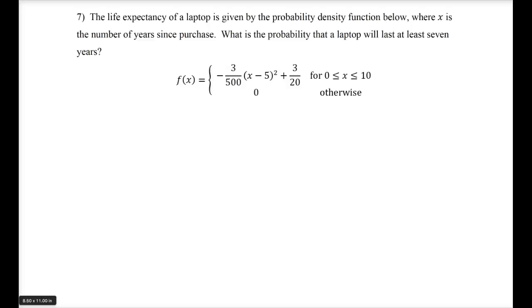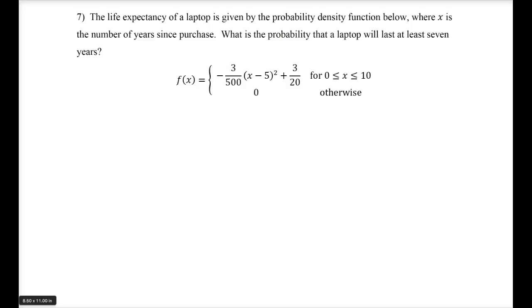All right, so now we're at problem number 7 in the review. This is a problem that deals with one of the applications of definite integrals, which is calculating probability from a probability density function. The problem says we have a life expectancy of a laptop, given by the probability density function below, where x is the number of years since purchase.